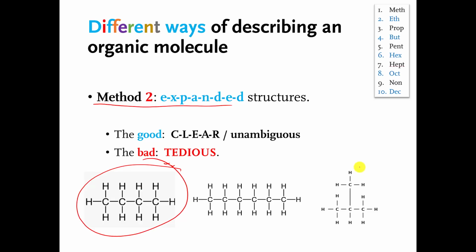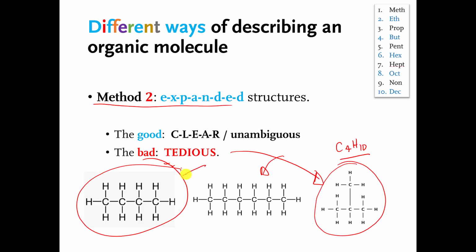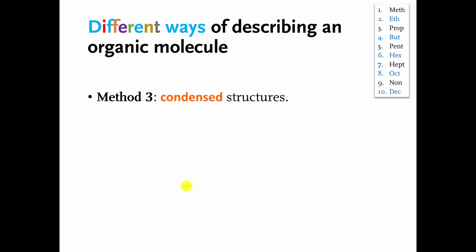This is also an expanded structure. This molecule's simple formula is C4H10. We haven't given it a name yet. It does have a name, but all I want you to know is that it's also an expanded structure. Hopefully you can appreciate that, yes, it's clear, but it's also tedious to write every single atom out and every single attachment out. There's a third way, and the third way is called writing a condensed structure, and it's similar to the expanded structure.